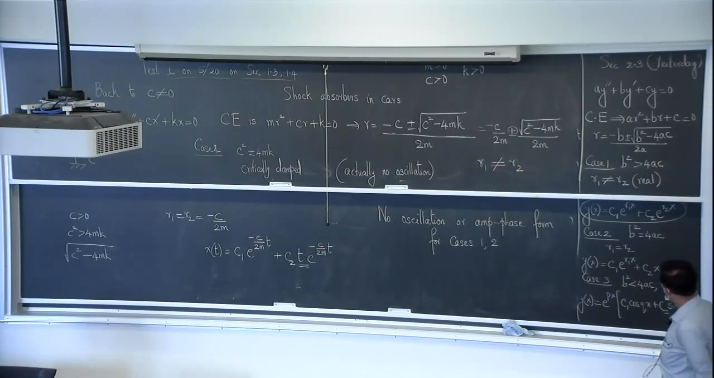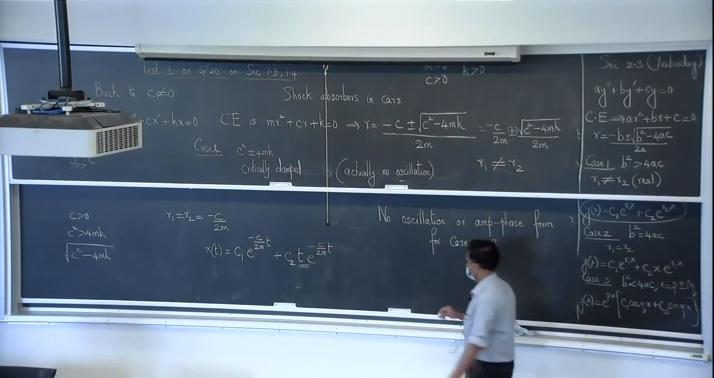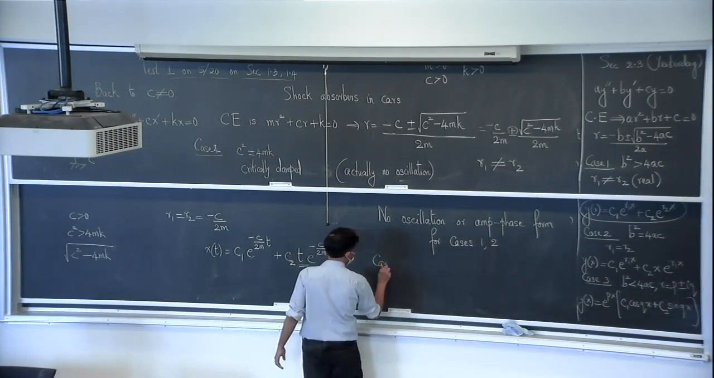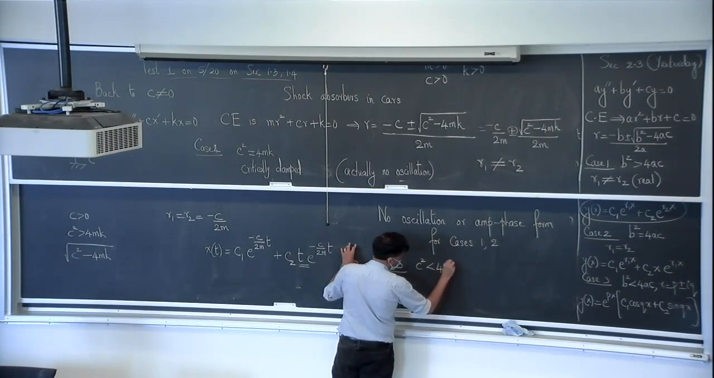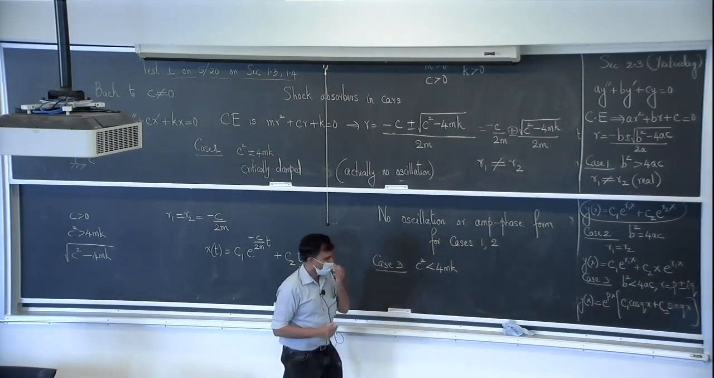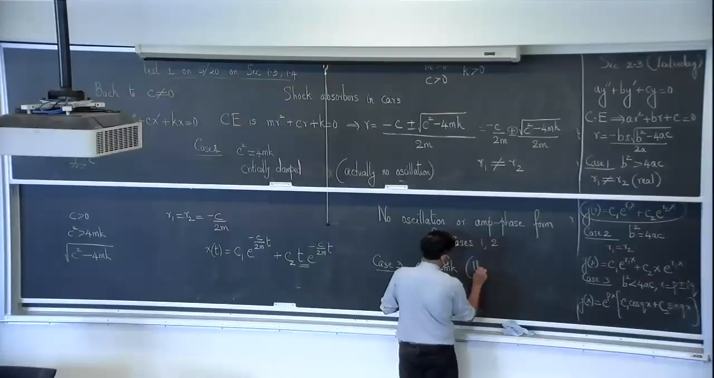Now, case 3 is where all the beautiful things happen. Okay. You have exponential and these oscillations. That is where the pictures get more nice and wavy. Okay. So case 3 is if c square is less than 4mk. So there is damping, but it's not enough, right? It's called underdamped oscillations.